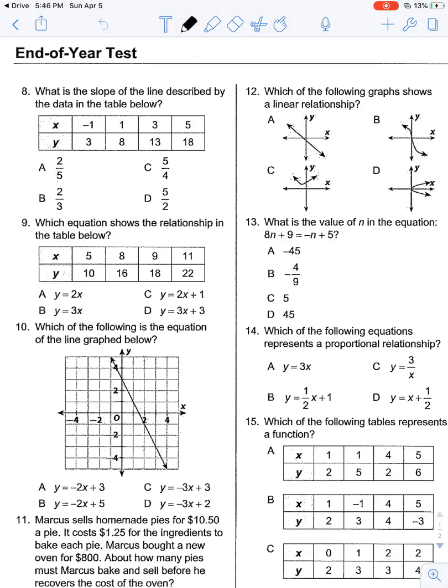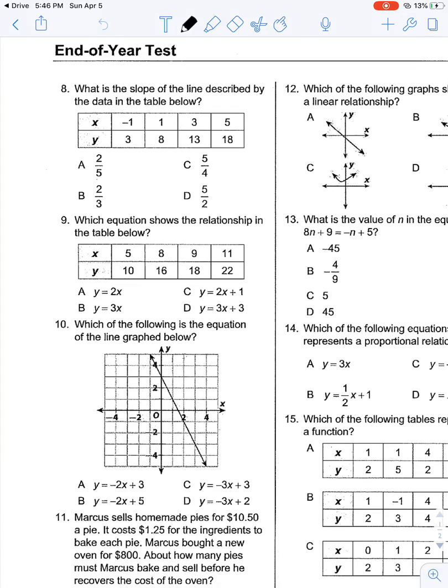Okay, looking at the second page of the end of the year test, I'm going to go through the questions on this. Number 8, what is the slope of the line described by the data in the table below? Well, remember, slope is just the change in y over the change in x.